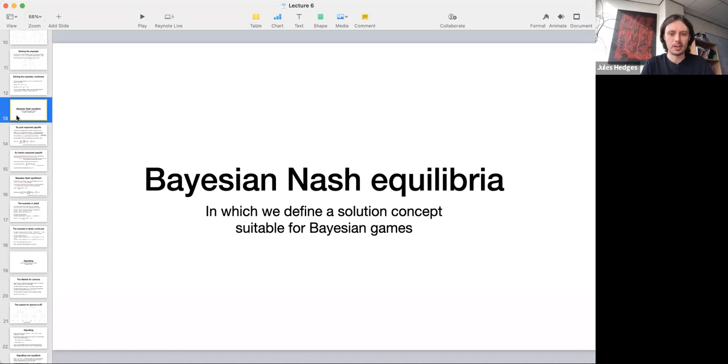So now we've defined Bayesian games, both in normal form and extensive form. And in the last video, we solved a Bayesian game by somewhat informal means, by iterated deletion of dominated strategies. In this video, we're going to see how to modify the definition of Nash equilibrium in order to make it appropriate for Bayesian games. So this leads to a solution concept called Bayesian Nash equilibrium. And this is a solution concept in which Bayesian updating is built in.